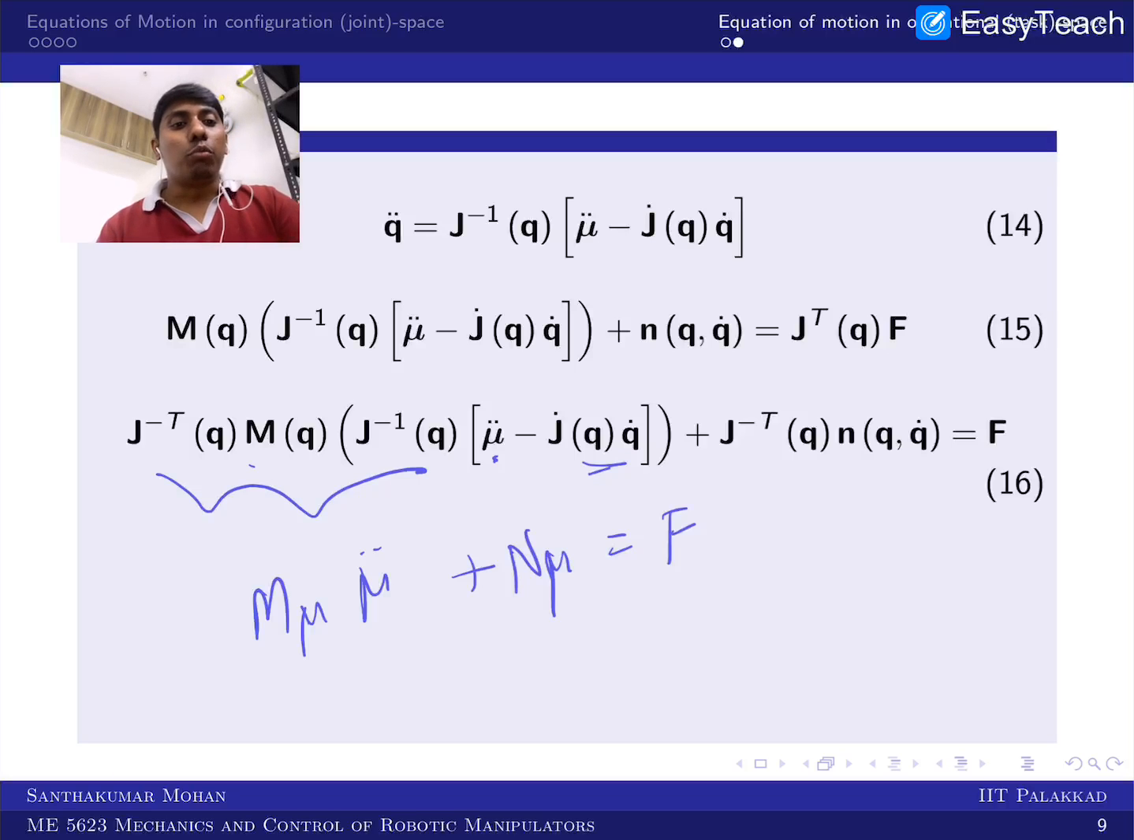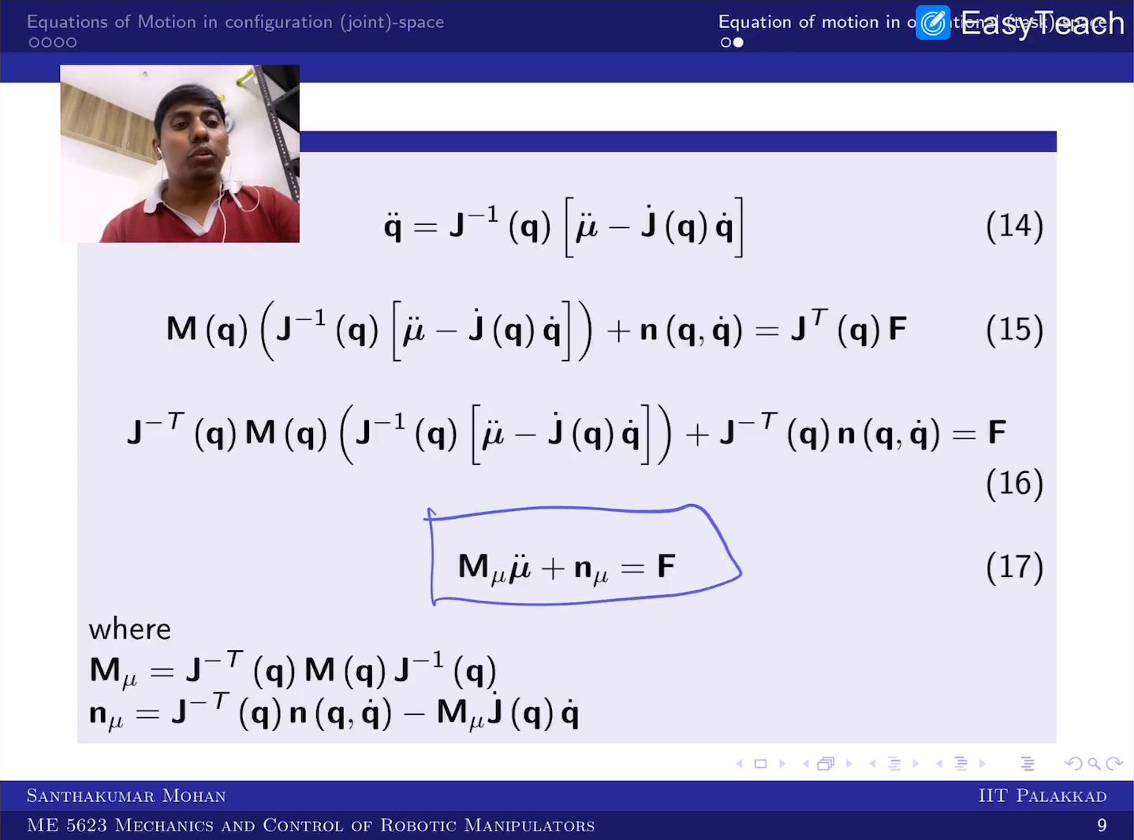Then what I got is this equation, which I am going to call the equations of motion in the operational, or so-called task space. Now this individual matrix, which you call mu, is the inertia matrix in task space, and this is the other vector in the task space. Now you have one more clarity on how the equations of motion in configuration space and in operational space can be obtained.